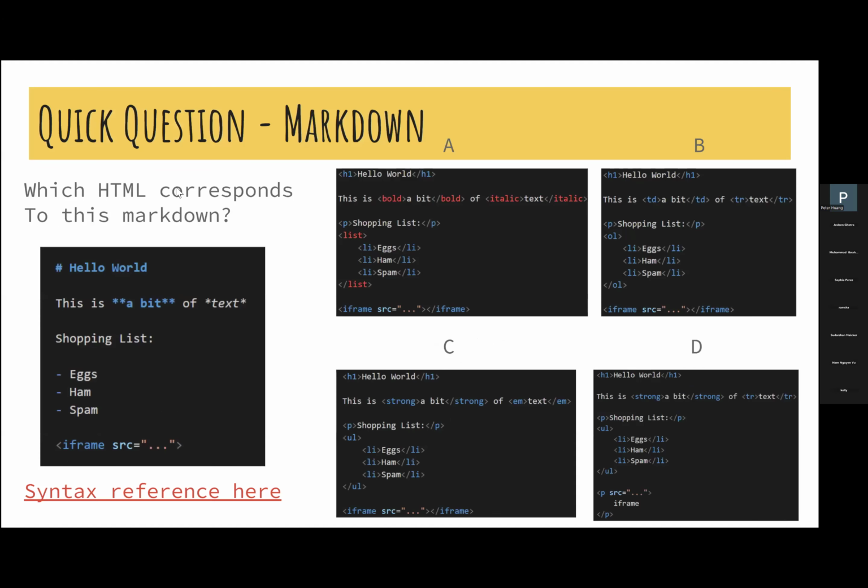So, quick question. Which HTML corresponds to this markdown? So we have hello world, we have this is a bit of text, we have a shopping list with some items, and then we have an iframe mentioned down here.